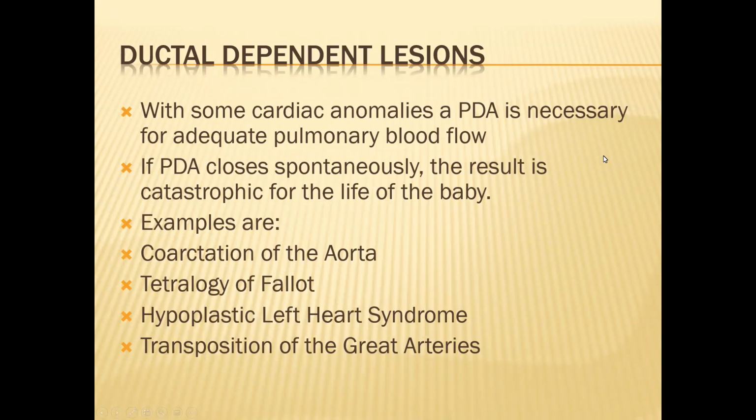Some of the cardiac anomalies that we're going to talk about, we need to keep the ductus arteriosus open in order to get pulmonary blood flow. So blood isn't able to get from the right ventricle into the pulmonary artery. So we kind of depend on blood getting from the aorta into the pulmonary artery. And again, it's listing the anomalies that we haven't talked about yet.